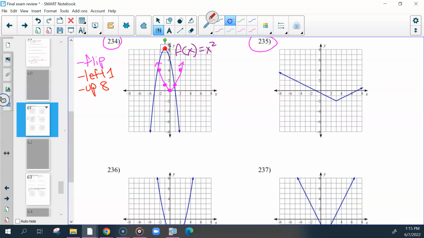And then we also have to look at our scale to see if that's been changed. So normally we go up 1, left 1, or up 1, right 1. This is going from the vertex down 2 into the right 1 and left 1. So our scale is now 2 instead of 1.